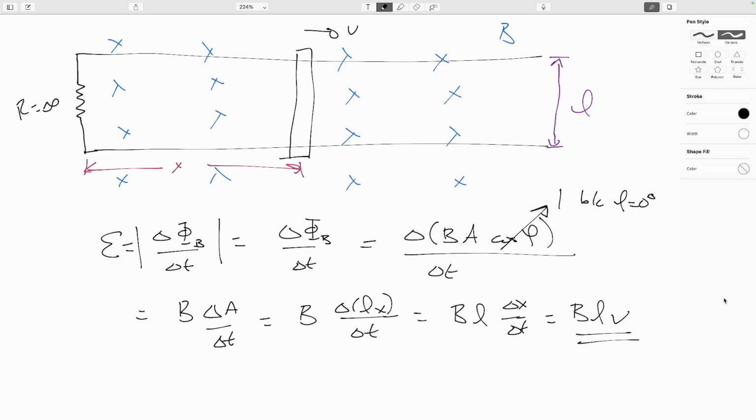And this always has to be the case. So here we have two different avenues by which we can think about the problem. You can either think about by motional EMF, or we can think about by Faraday's law of induction. And we get the same answer either way. And in fact, you will always get the same answer either way. This is because physics has to be internally consistent.